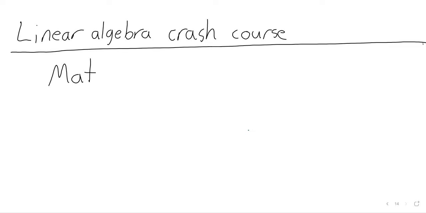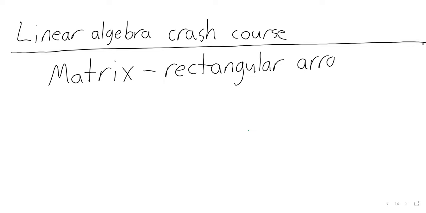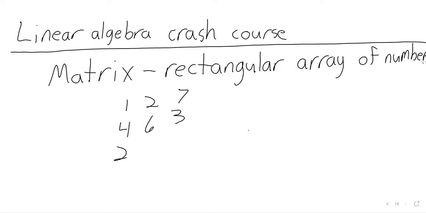So we'll start with a matrix. And a matrix is a rectangular array of numbers. We could also have matrices of functions, but let's start with numbers. So something like 1, 2, 7, 4, 6, 3. These six numbers arranged in a rectangle is a matrix. If we just added a 2 down there, that's not a matrix because it's no longer a rectangular array.